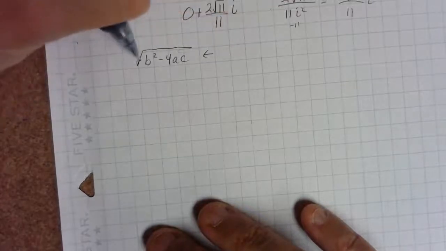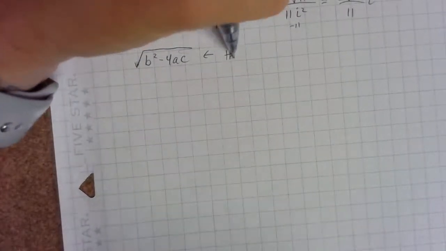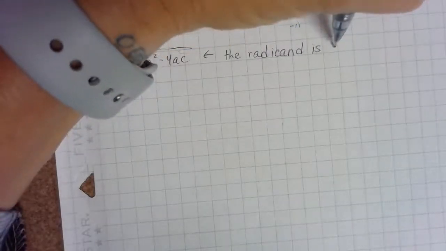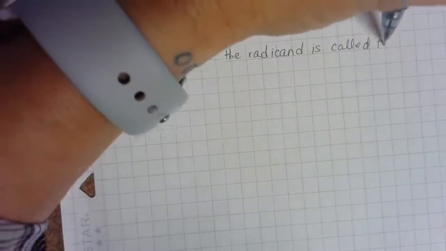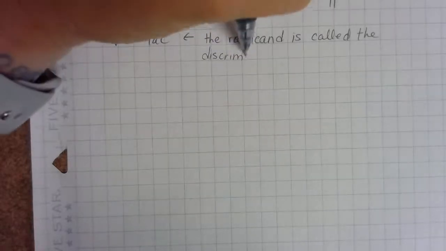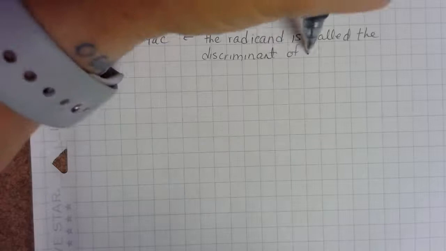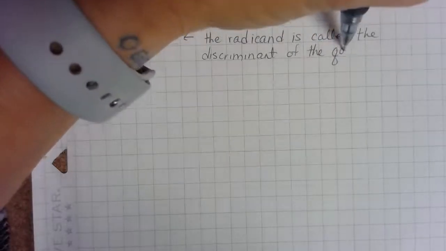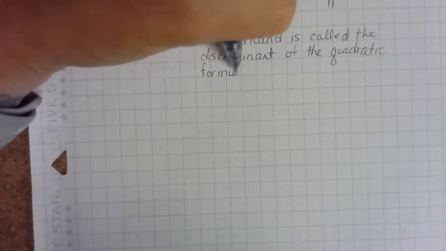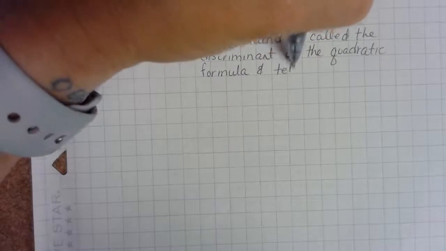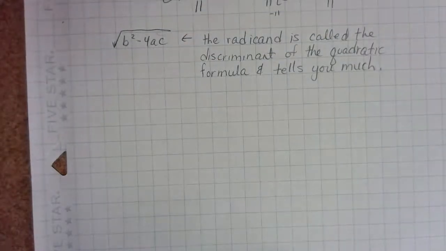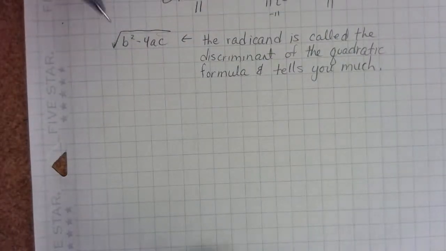The b squared minus 4ac, the radicand, remember the radicand is what's underneath the radical, is called the discriminant of the quadratic formula. And it tells you much. Okay, well, that's for another day. I'll be there whenever we start going over that, but that's why this section is having you practice with this.